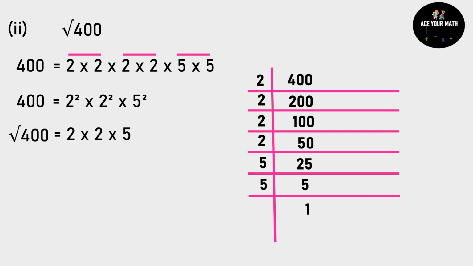When you find square root of 400, you will take one time only. Now 2 you will take one time, and next 2 you will take one time, and next 5 you will take once only. So the square root of 400 is 2 times 2 multiplied by 5 will give you 20. So square root of 400 is 20.